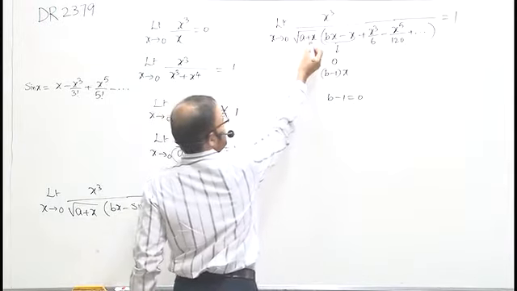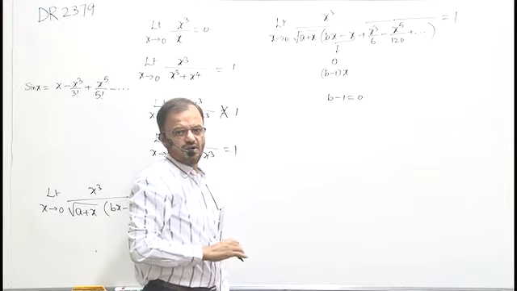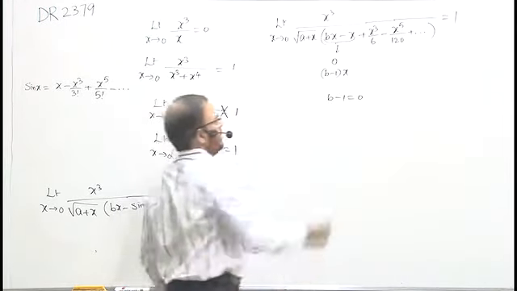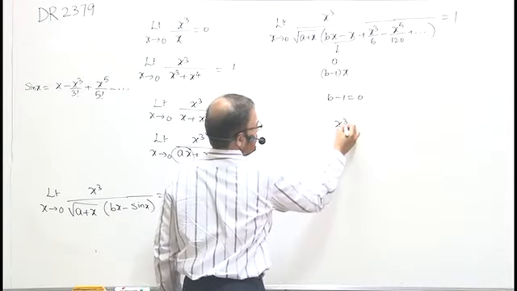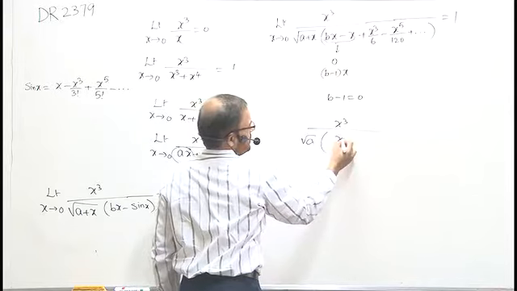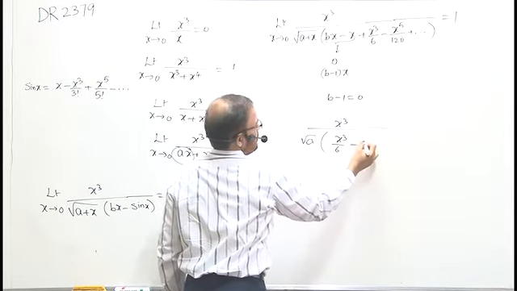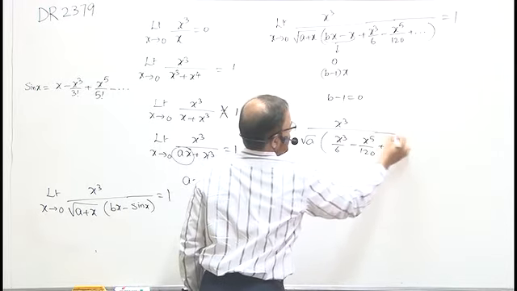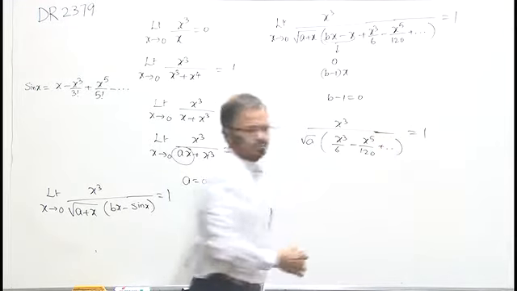Second thing, this will not become an indeterminate form. This will become equal to root a only. Now I can say that here it is x cube, it is root a, this is vanished, now it is x cube by 6 minus x power 5 upon 120 plus so on terms. The limit must become equal to 1.